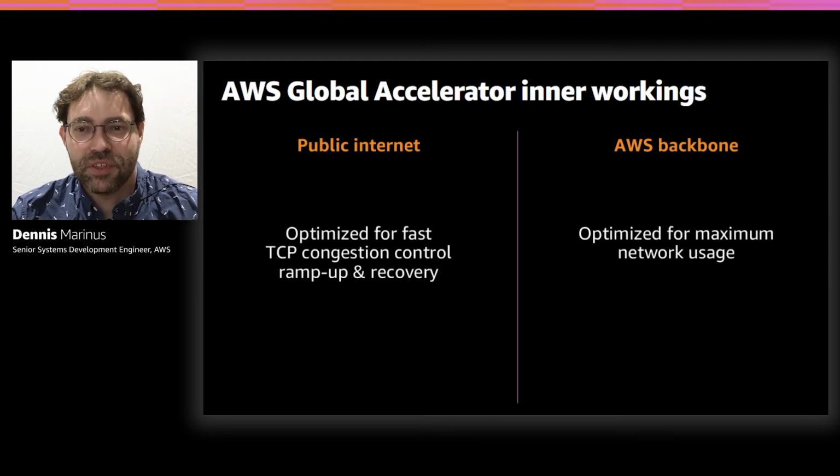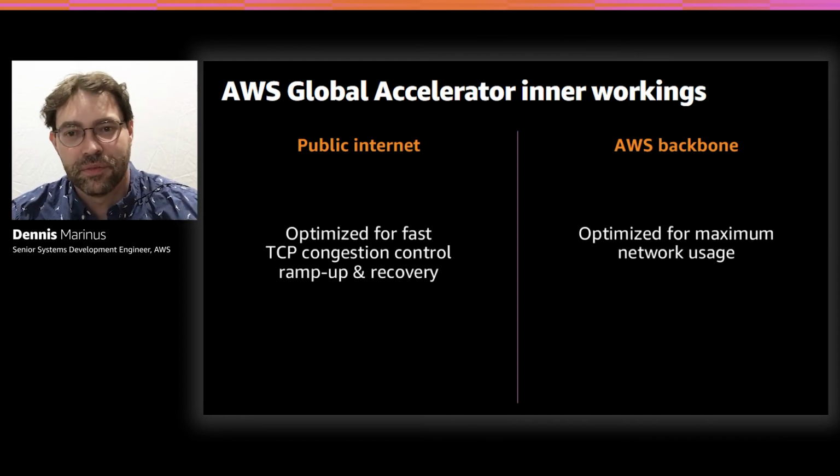So in summary, the TCP connection between AWS Global Accelerator and the AWS region is optimized to take advantage of the consistently high throughput AWS backbone, and the connection between AWS Global Accelerator and the internet client is optimized to best deal with the varying and unpredictable nature of the internet.